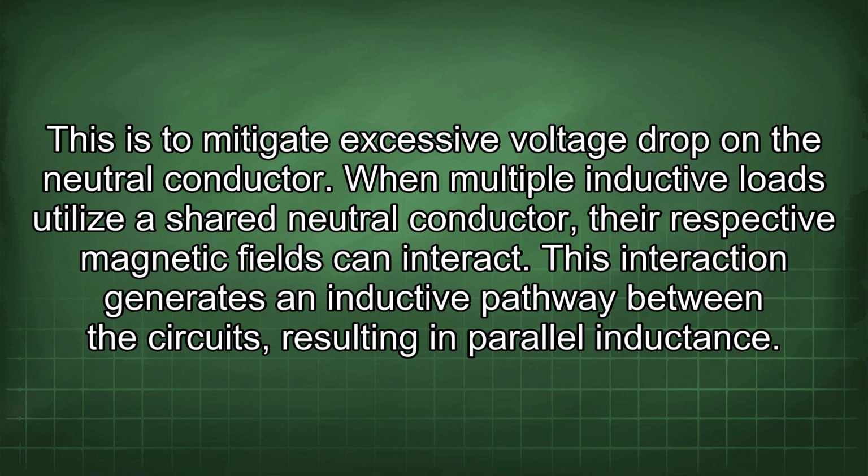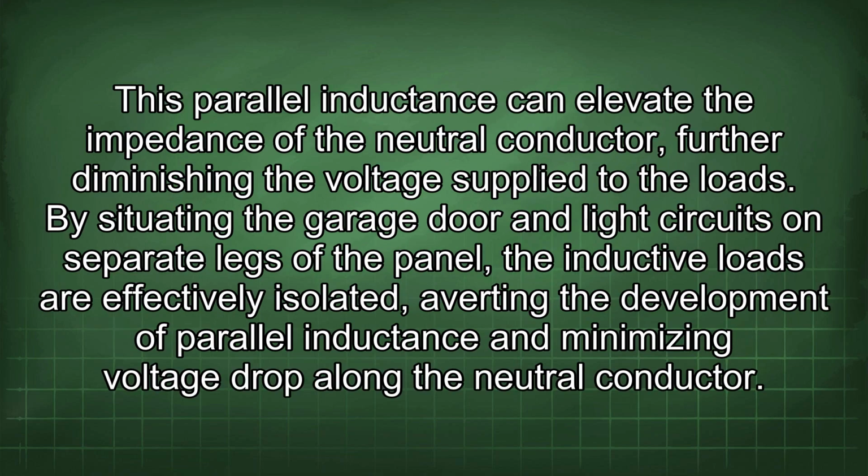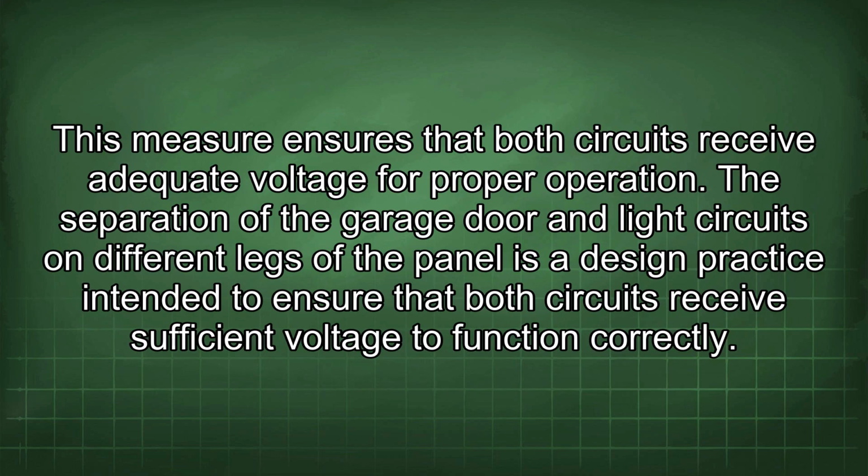When multiple inductive loads utilize a shared neutral conductor, the respective magnetic fields can interact. This interaction generates an inductive pathway between the circuits, resulting in parallel inductance. This parallel inductance can elevate the impedance of the neutral conductor, further diminishing the voltage supplied to the loads. By situating the garage door and light circuits on separate legs of the panel, the inductive loads are effectively isolated, averting the development of parallel inductance and minimizing voltage drop along the neutral conductor. This measure ensures that both circuits receive adequate voltage for proper operation.